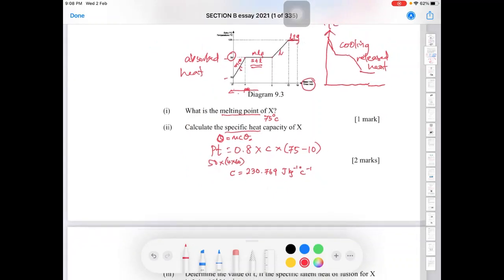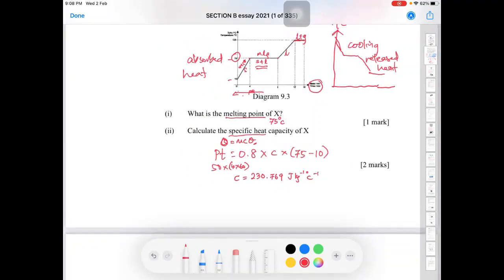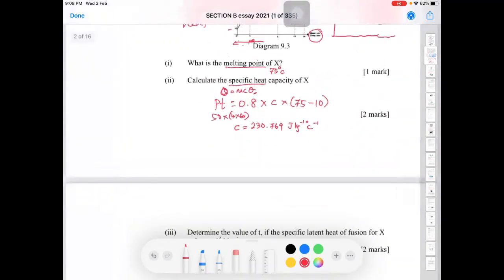Alright. Okay. Actually you dah buat kan. You cuma nak pastikan jawapan you betul atau salah aja. Alright. Kita akan pergi seterusnya. Determine the value of T.